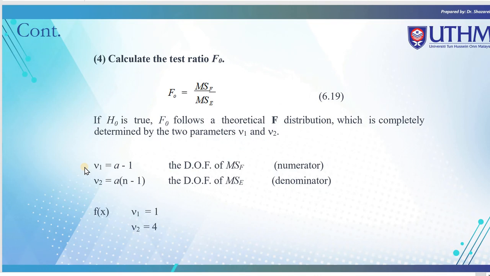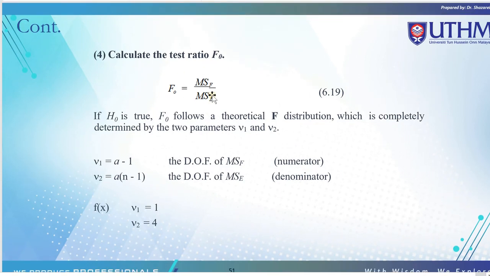So I already introduced the F distribution before this, before we learned the estimation topic. But we are not using it in the estimation; we are using the F distribution for the ANOVA. So for the F distribution, we have two degrees of freedom, V1 and V2.